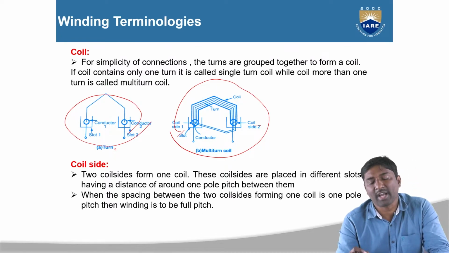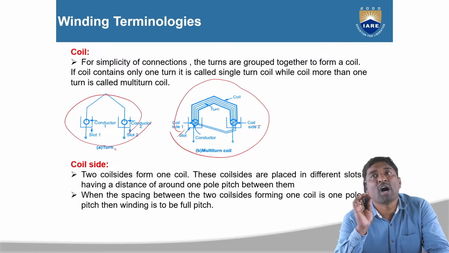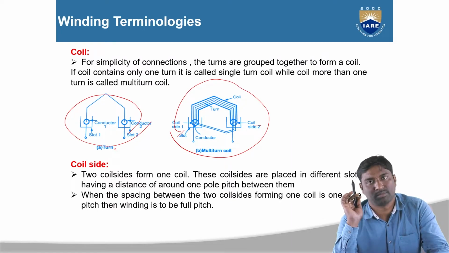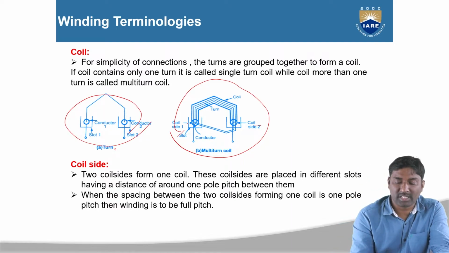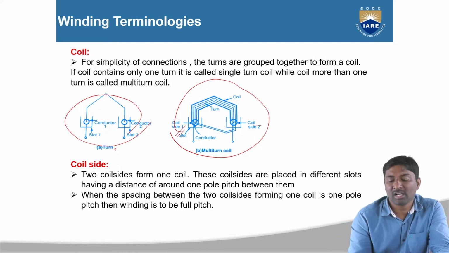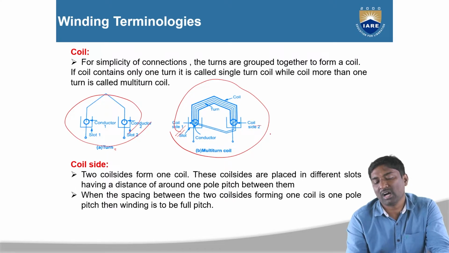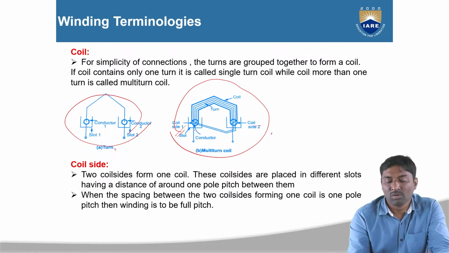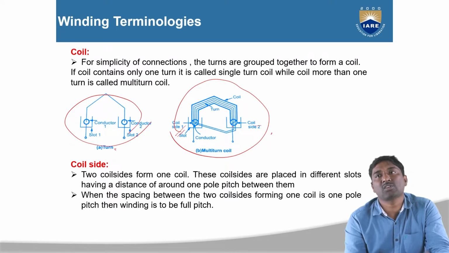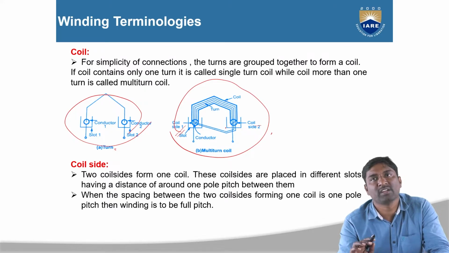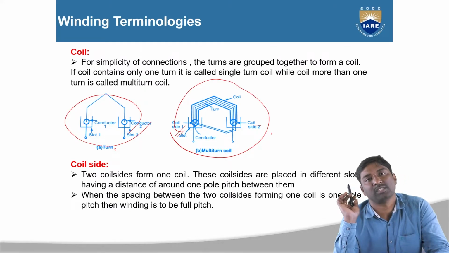So these two coil sides are placed in different slots, having a distance of around 1 pole pitch between them. One coil side is placed under one slot, another coil side is placed under another slot. So the distance between these two coil sides is called the pole pitch. Then the winding is to be full pitch.